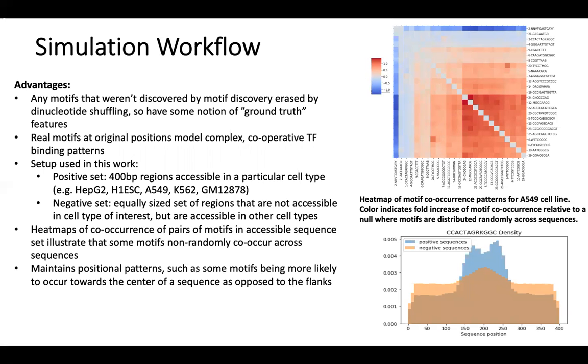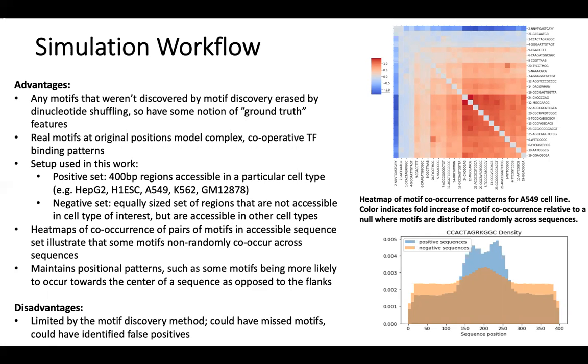Our simulated dataset also maintains positional patterns, such as some motifs being more likely to occur towards the center of a sequence as opposed to the flanks. The histogram shows that positive sequences are more likely to contain instances of a particular motif near the center of the 400 base pair region compared to negative sequences. As an aside, for those familiar with the GradCam interpretation method, note that the presence of such positional patterns indicates that we should not prefer to use GradCam, which discards positional information and thus cannot reflect the fact that motifs can have differing importance depending on where in the sequence they occur.